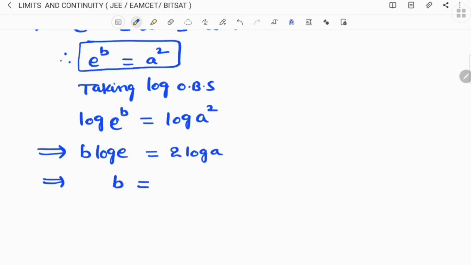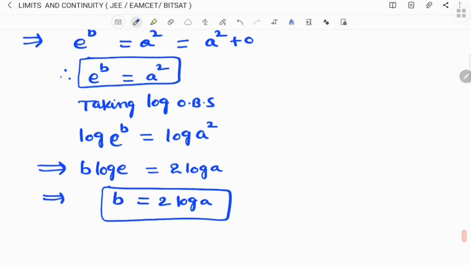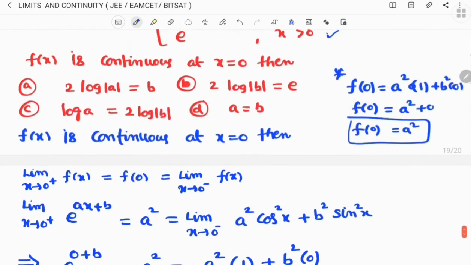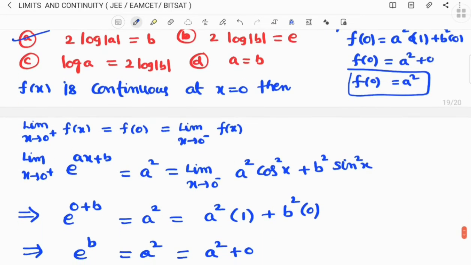Because all the logarithms are defined here as natural logarithm. So b into log e value, which is 1, equals 2 log a. In the options, if you observe, b is equal to 2 log mod a. It is there in the first option. It is given as mod because logarithms are defined only for positive values. So that is the reason 2 log mod a equals b, which is there in the first option.